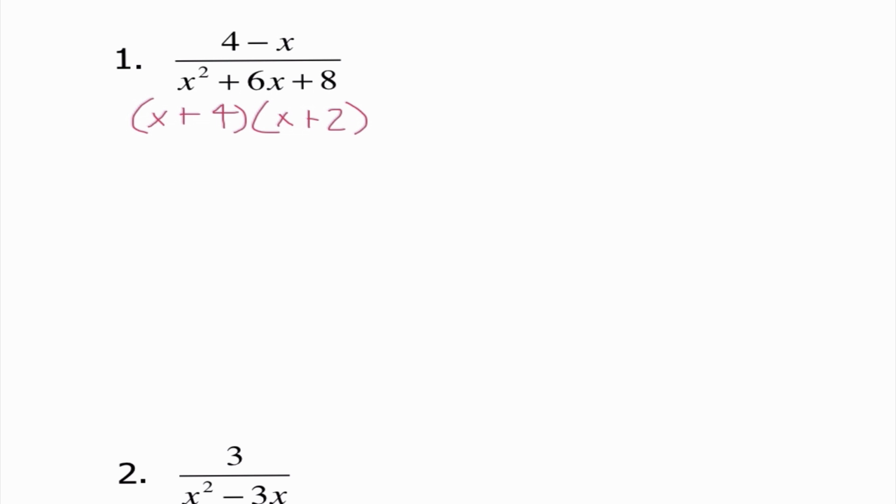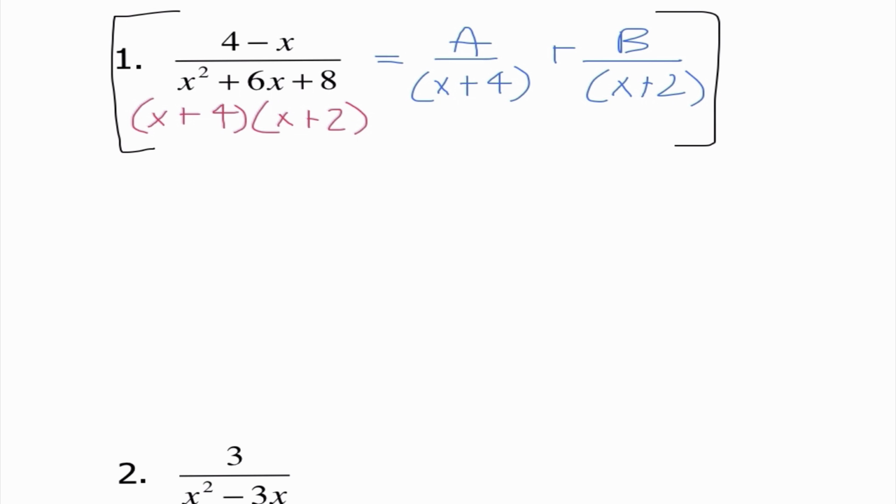So what I'm going to do now, I'm going to write this as A over x plus 4 plus B over x plus 2. Notice I wrote the same two factors. I don't know what their numerators are going to be, so that's what I put as A and B. I'm now going to multiply everything by the LCD, which is x plus 4 times x plus 2.